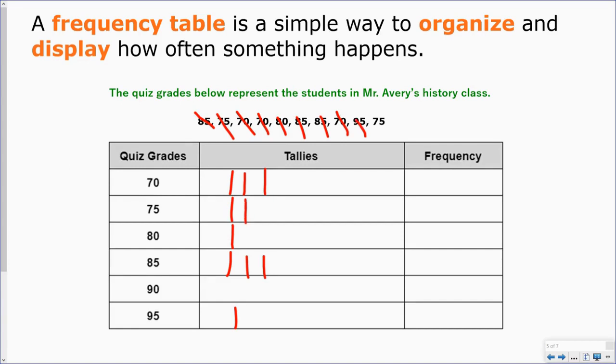So now I count up my tallies. So I have 3 and 2 and 1 and 3 and 0 and 1. So my frequency for each of the quiz grades is shown here in this column.